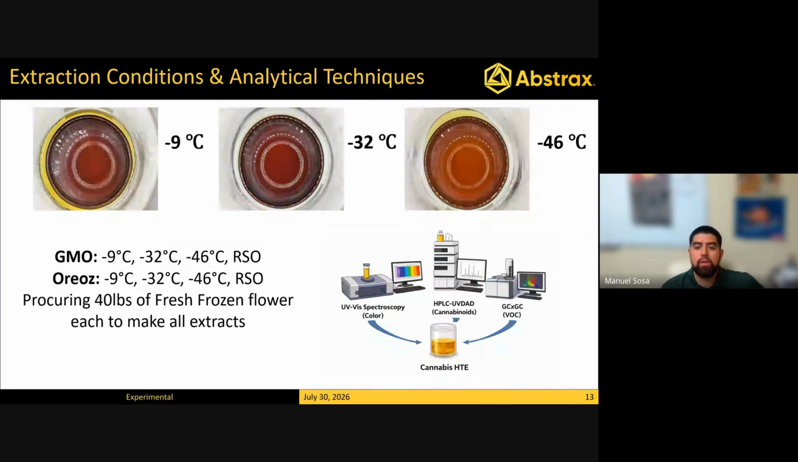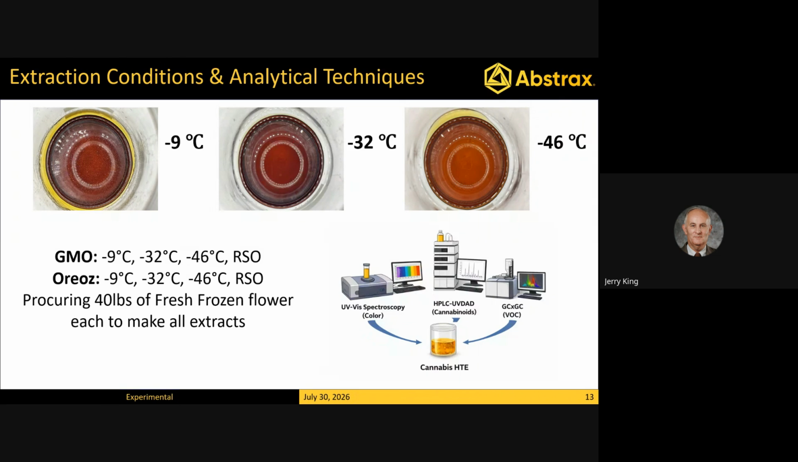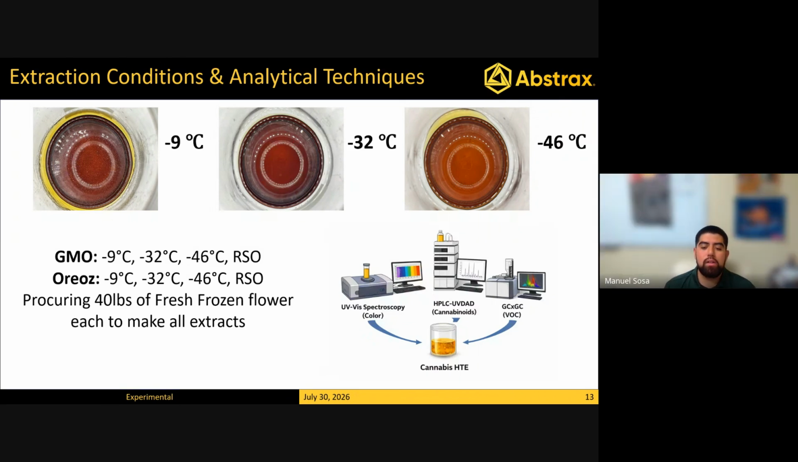After we made the material in bulk, we did UV-vis to look at the color, HPLC to look at all cannabinoids, and we ran these across our two-dimensional gas chromatography system, which is paired with an FID, an SCD, and a TOF mass spec.